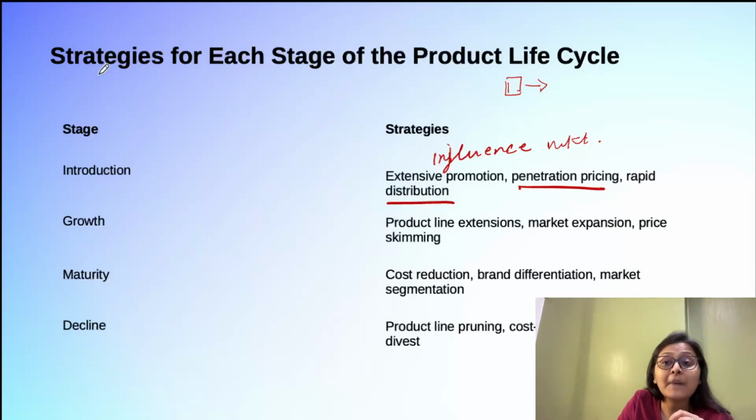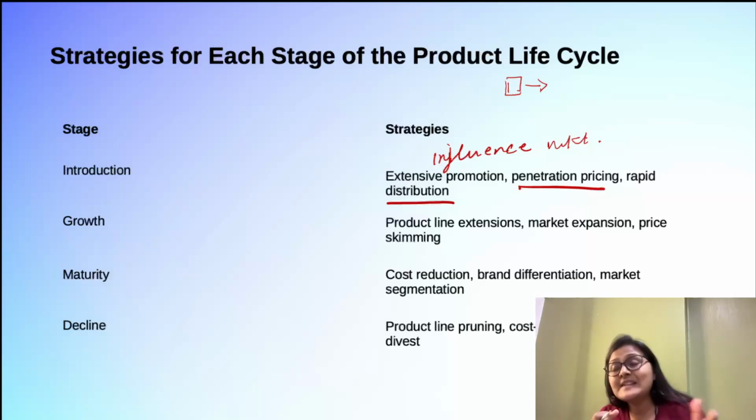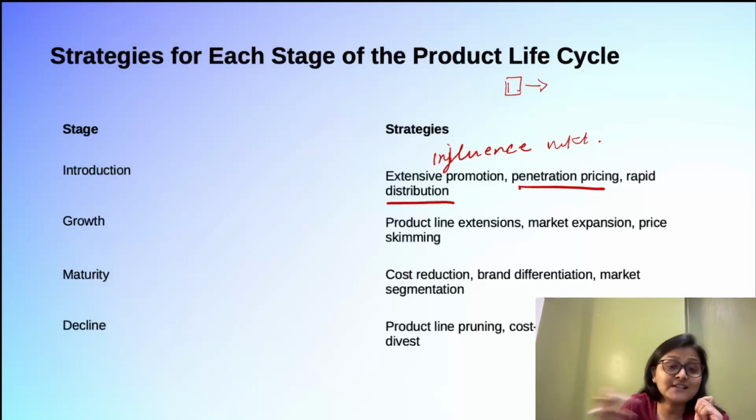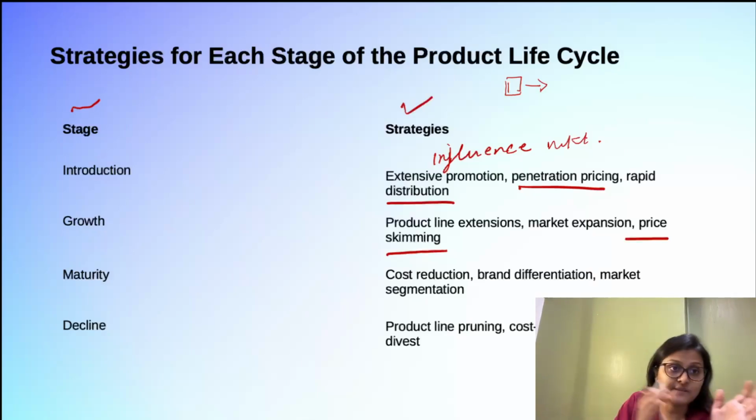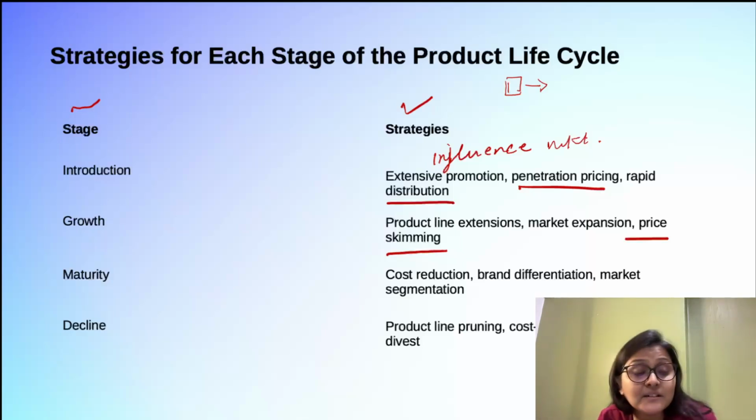Then there is market expansion. A lot of products are being launched at the growth phase, and product line extensions are being done, and new markets are being explored. Then the term is price skimming. So all these are the stages, and at these stages there are particular strategies that are being adopted by the marketers.